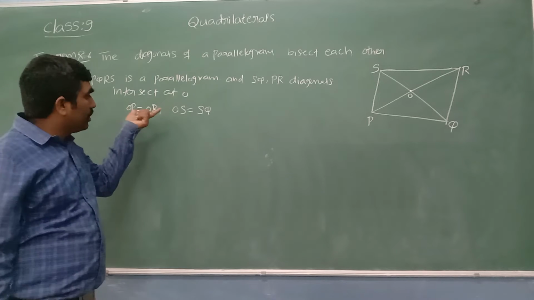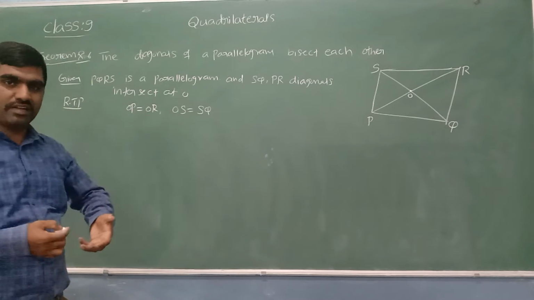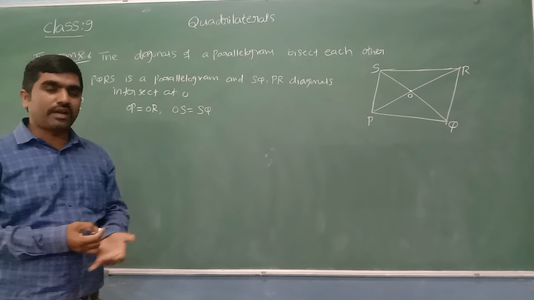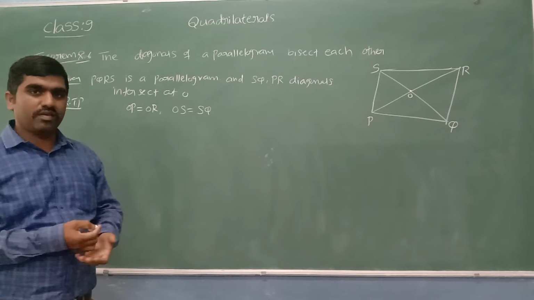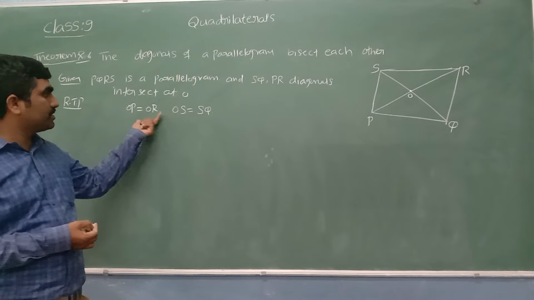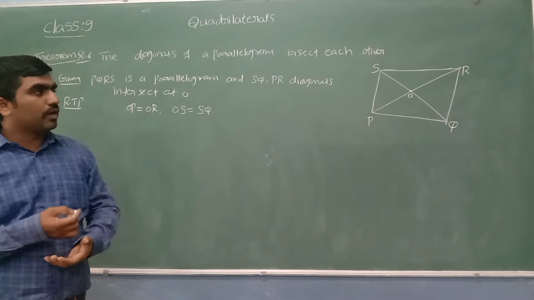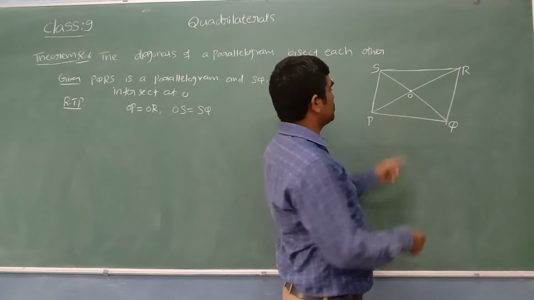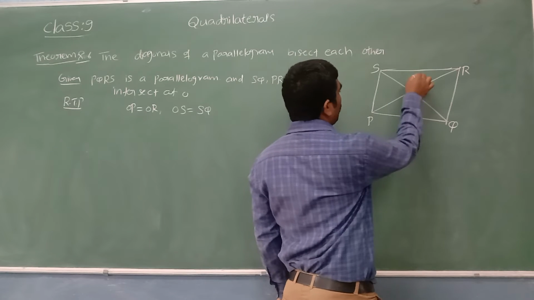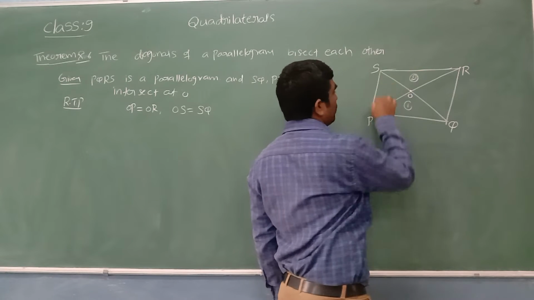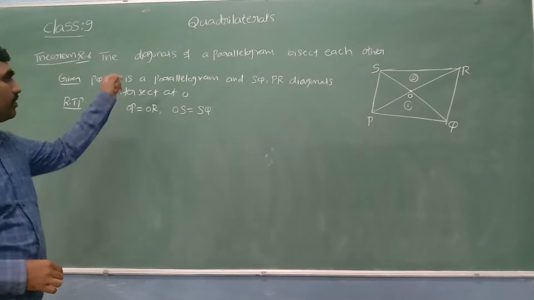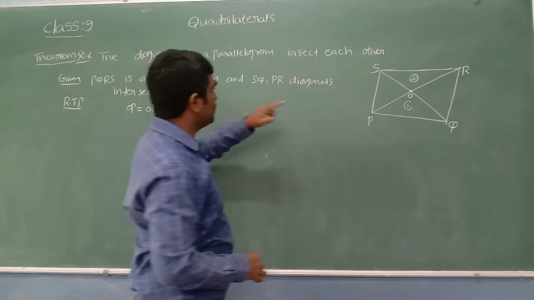Now to prove sides are equal, we already know the method. We have to take two triangles and prove them congruent. Once they are congruent, by CPCT we can say that the sides are equal. Now tell me which triangles I can take. Let me go with these two triangles. I am taking one triangle OPQ, the other triangle OSR. Any equal parts in both triangles?